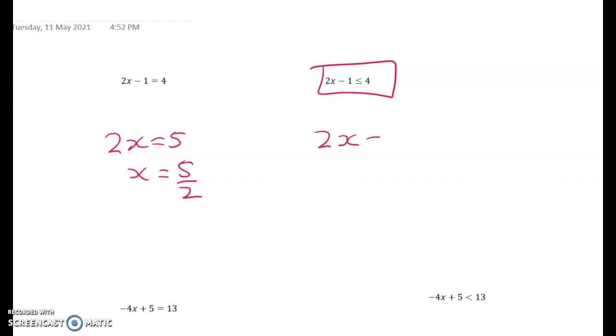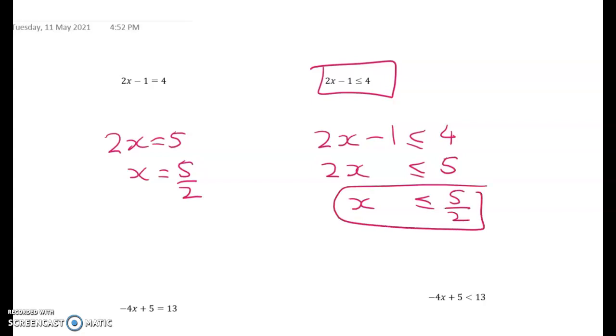So 2x minus 1 equals 4 is a simple equation. So for that, we're going to add 1 to both sides. We get 2x equals 5, x is equal to 5 over 2. Over here, we've got the inequation. So we have 2x minus 1 is less than or equal to 4. We add 1 to both sides. We don't have to change the sign. And now we divide both sides by 2, and we still don't have to change the sign. So my answer is x is less than or equal to 5 over 2.